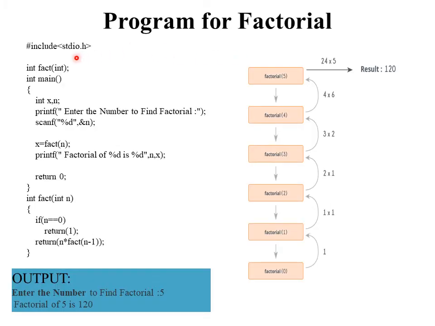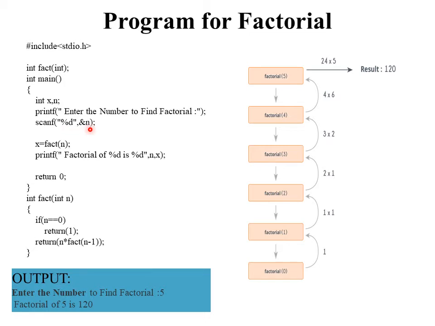Program for factorial. The header file is #include <stdio.h>. Next we define a function, that is fact, with an int parameter. Next is the main function, int main, where we write return 0. Next define variables x and n. x is defined for the result and n is defined for the number whose factorial we find. Next is printf, enter the number to find factorial, and scanf %d with the address of n.